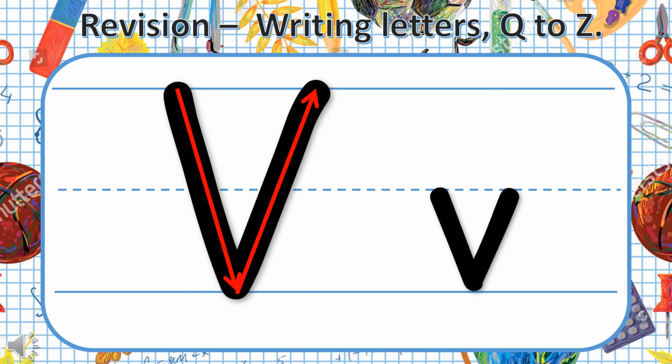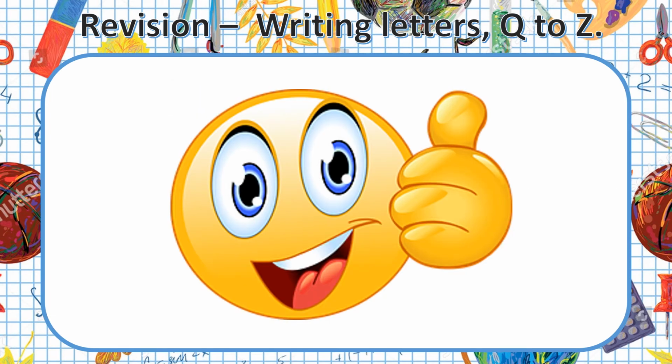Alright. Now when we write the lowercase v, it is the same as your uppercase V. We're just going to start at the middle line. And you're going to draw a skew line to the bottom line. Don't lift your pencils, because now you're going to go back up to the middle line again. Good job, everyone. Good job. Let's keep going.